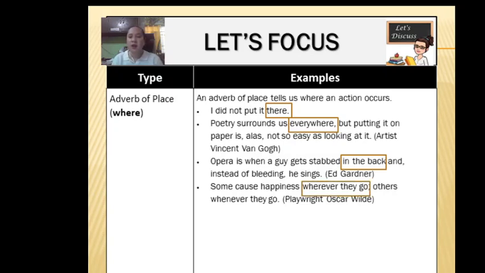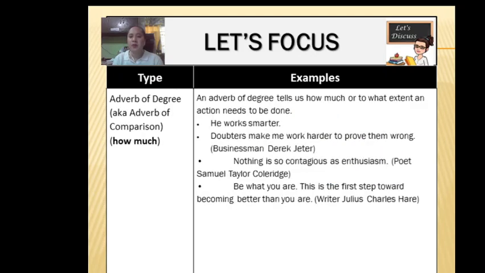Let's go to the last adverb for the day, which is the adverb of degree, also known as adverb of comparison. An adverb of degree tells us how much or to what extent an action needs to be done. Example: he works smarter. What do you think is our adverb of degree here? If you say smarter, then you are right.